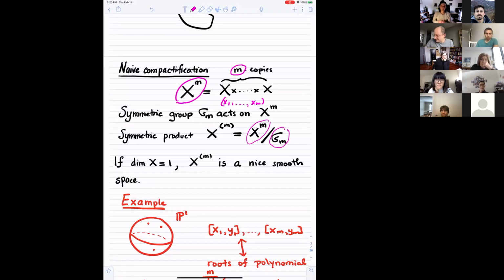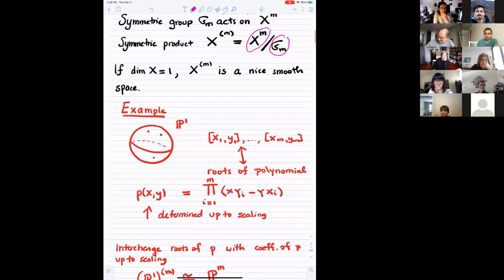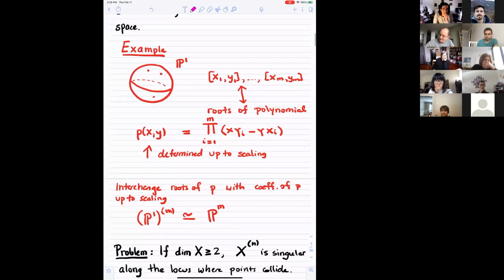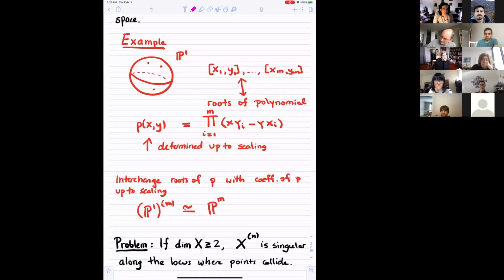So if X is compact, now this is a nice compact space. And if the dimension of X is 1, then this is a beautiful, nice space. We understand this geometry fairly well, especially if the number of points is large, then we completely understand the topology and most of the geometry of the space. Let me do an example so that you see what can happen. Let me take the Riemann sphere, or complex projective line.